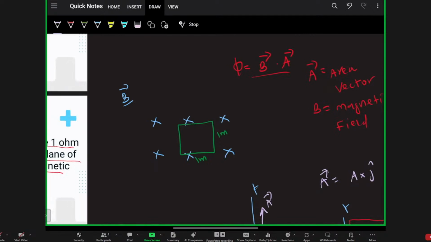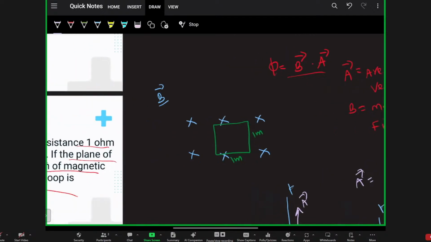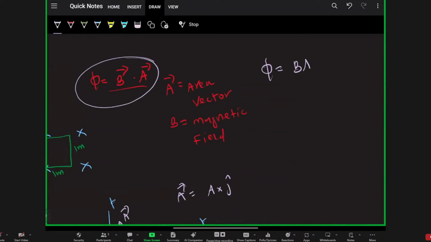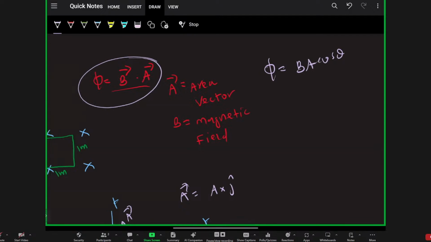So the concept of the area vector, how to find out the area vector, you have to know that the area vector is always perpendicular to the plane of the area. The flux is equal to B dot A, that is BA cos theta. Theta is the angle between the magnetic field and the area vector.